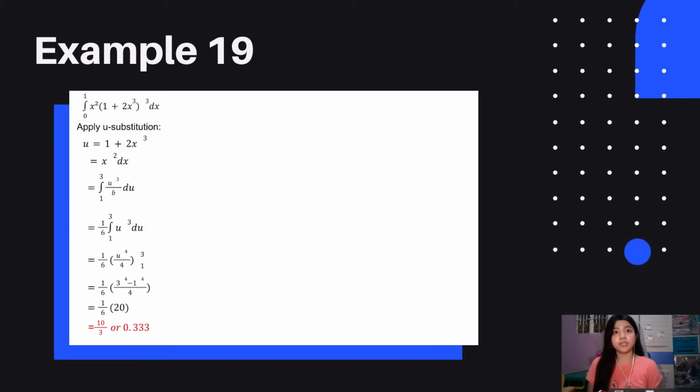So, to evaluate the definite integral, given that our problem is x squared multiplied by (1 plus 2x cubed) raised to the third power dx from 0 to 1, we will be applying u substitution. So u will be equal to 1 plus 2x cubed, and then our du will be x squared dx. So, continuing with the process and applying the power rule, we will get u raised to 4 over 4, and then we will proceed to multiply 3 raised to 4 minus 1 raised to 4 over 4 by 1 over 6. Our final answer will then be 10 over 3 or 0.33.